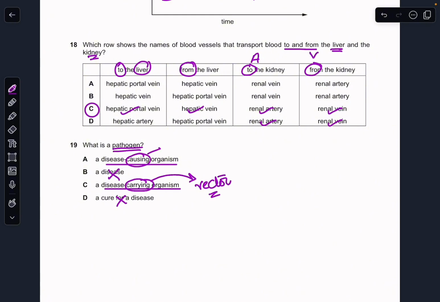And the organism that causes the disease is called a pathogen. So the correct answer is going to be A. But here you need to know that the organism that carries the pathogen is called the vector.